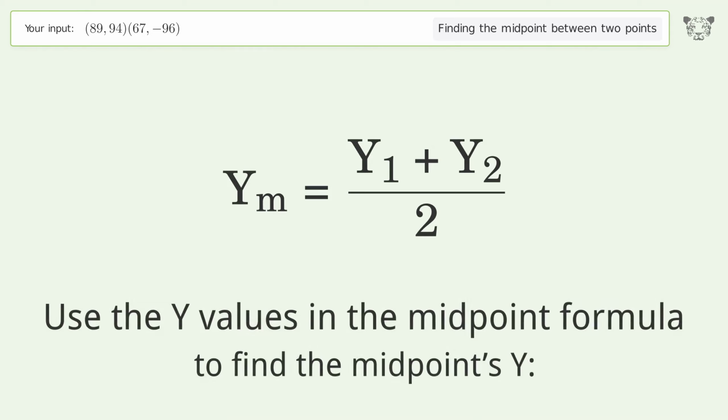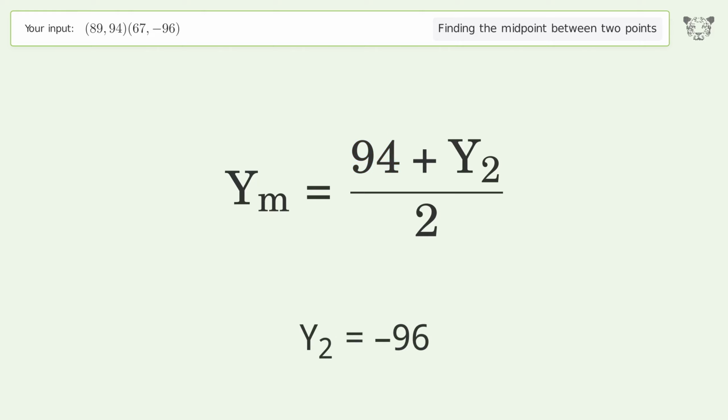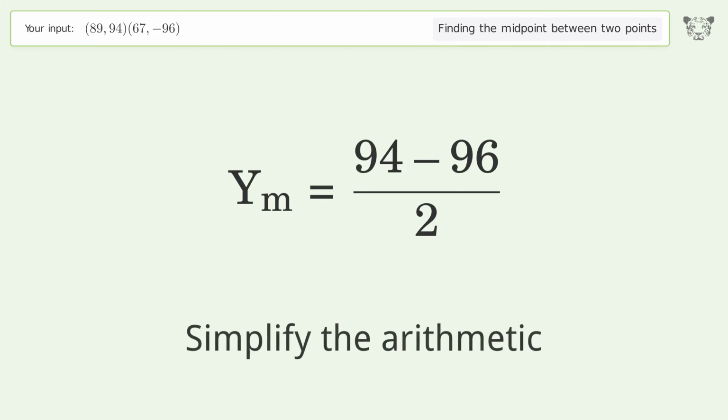Use the y values in the midpoint formula to find the midpoint's y. y1 equals 94. y2 equals -96. Simplify the arithmetic.